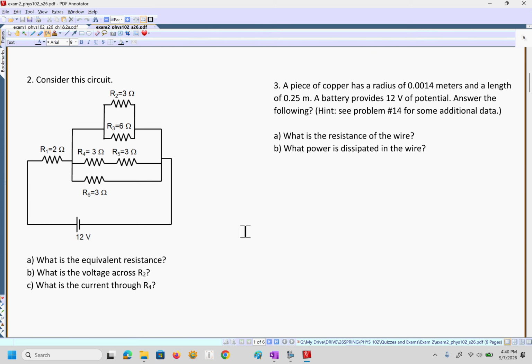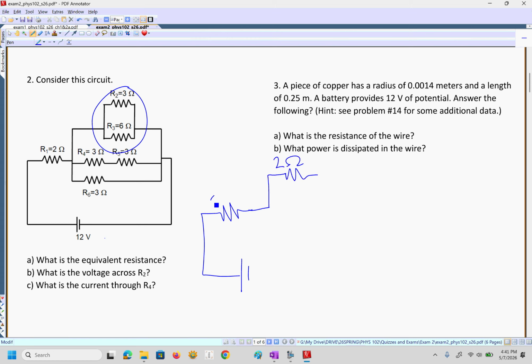So I like to do this in steps, where you start just by simplifying the circuit. I have that 2 ohm resistor, this 3 and 6 simplify to a 2 ohm resistor, and then the 3 and 3 simplify to a 6 ohm resistor, and then I have this 3 ohm resistor here, and that's all 12 volts. As I told you in class, the battery actually has 18 volts, just the way the voltages were distributed. So don't be thrown off by that.